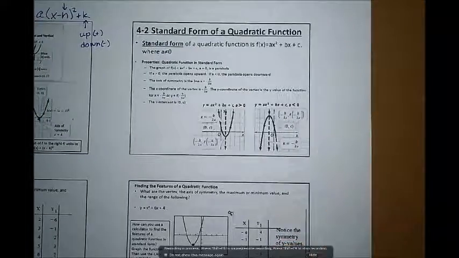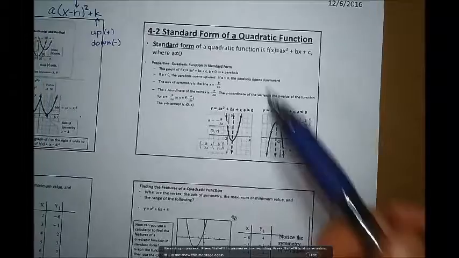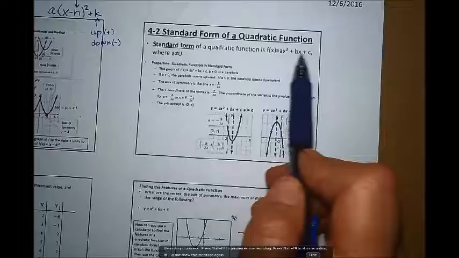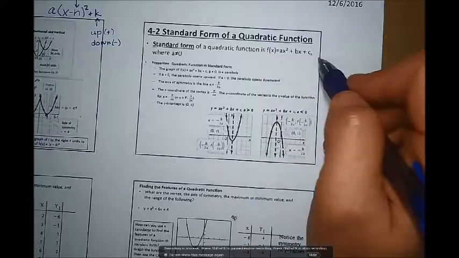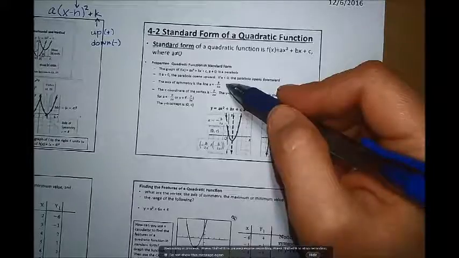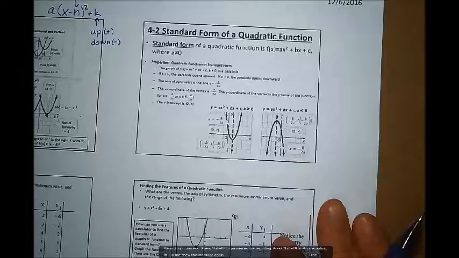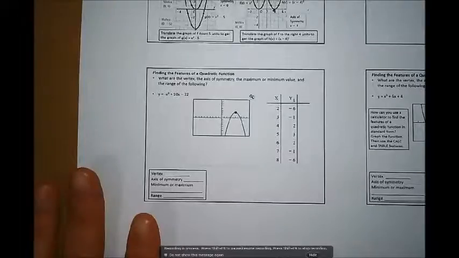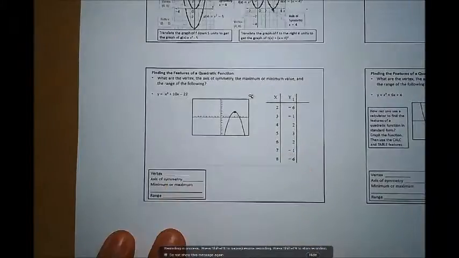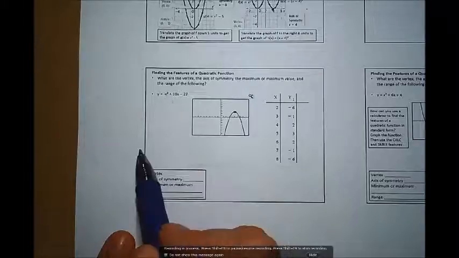So once again, we have ax squared plus bx plus c, and a isn't 0. The graph is going to be a parabola. C is still the y-intercept, and negative b over 2a is still the axis of symmetry and the x-coordinate of the vertex. We're given a problem, and it says, what are the vertex, the axis of symmetry, the maximum or minimum value, and the range of the following? And it gives us this nice little equation here, negative x squared plus 10x minus 22.